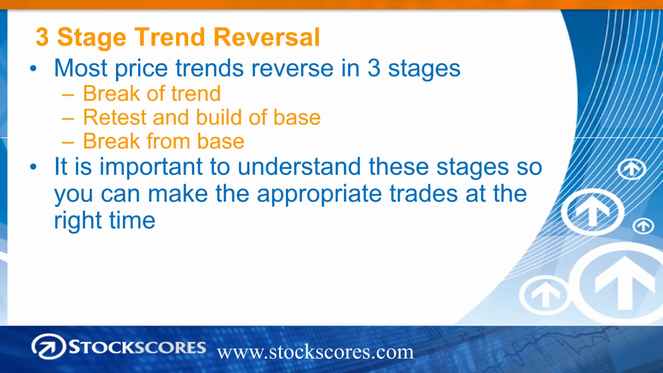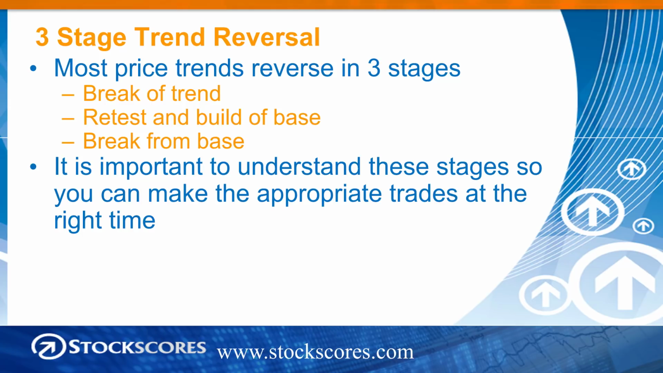2018. All right, let's talk a little bit about trend reversals. There are typically three stages in a trend reversal, whether it's an uptrend into a downtrend or a downtrend into an uptrend. First stage is a break of the trend line. You then get a retest. So if you have a downward trend, you'll get a break higher, and then you'll fall back and typically build a rising bottom. And the opposite can be said for the break of an upward trend.